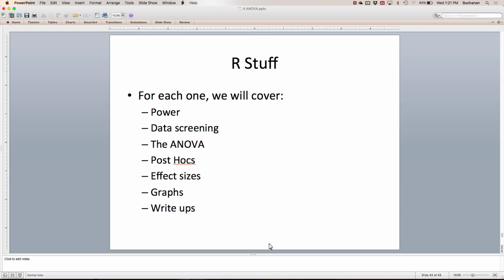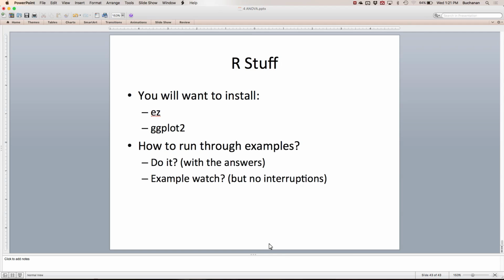You'll be okay. So what you'll want to install between now and next week is ez. The package is literally ez, all lowercase. And ggplot2. I think we may have installed ggplot already as part of the basics thing, but make sure you have that one.